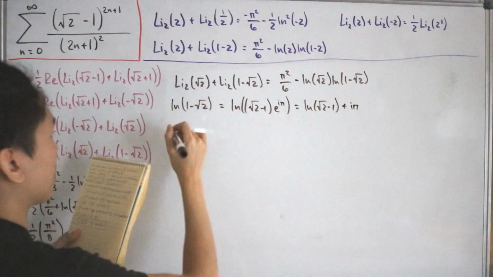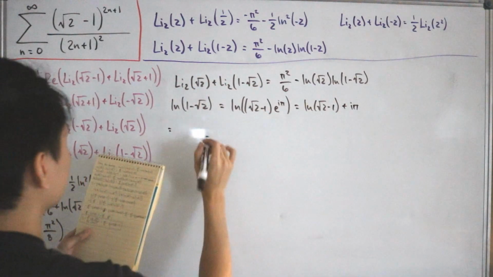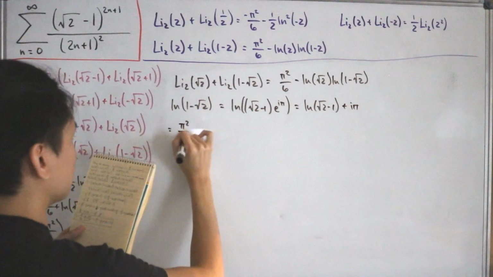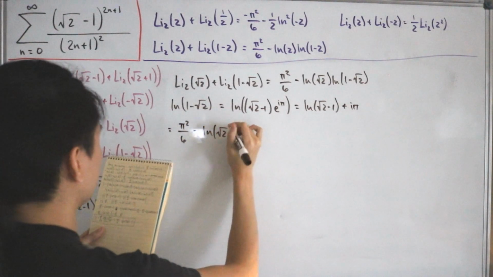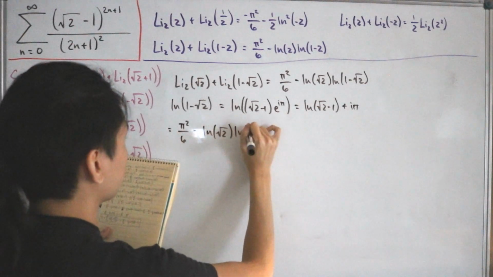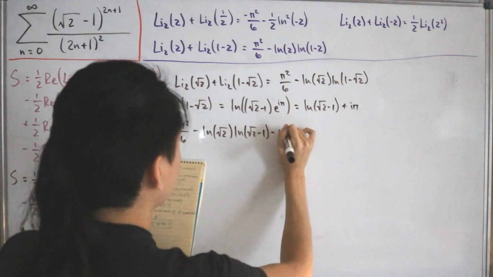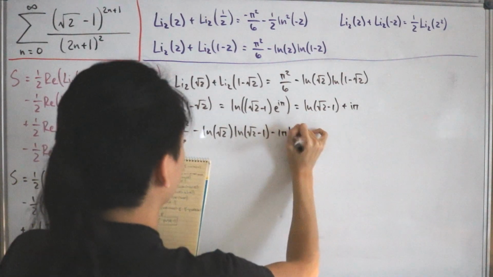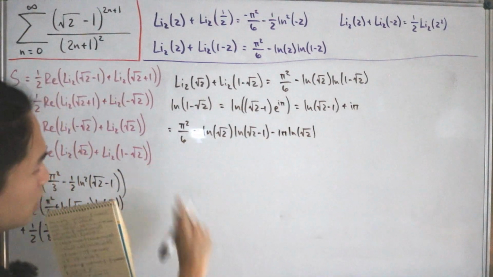So now putting things back together, the continuation of this line over here yields pi squared divided by 6, subtract the natural log of the square root of 2, times the natural log of the square root of 2 minus 1, and then subtract i times pi, then multiply with ln of the square root of 2. And lastly, all you have to do is take the real part.